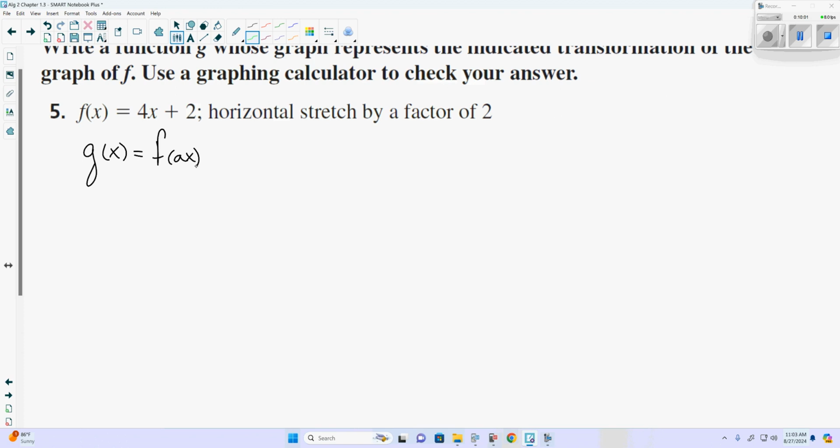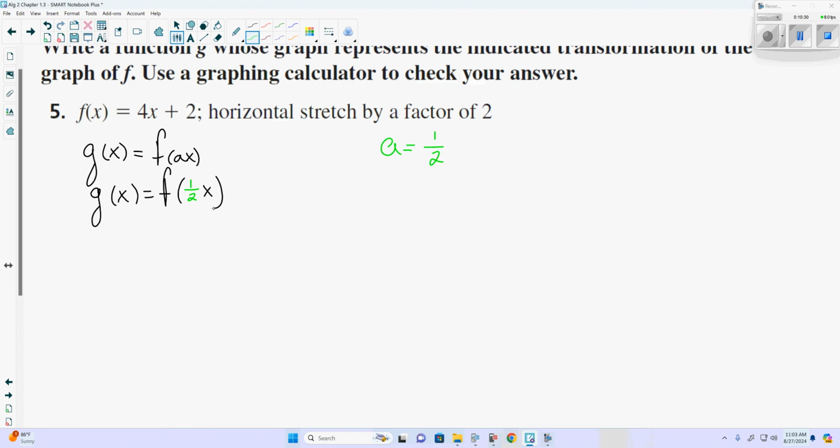But here, horizontal stretch by a factor of 2. So yes, we do have to flip it. So if we flip 2, it becomes 1/2. So again, this one's not on the note sheet. I added it back and didn't get it in the note sheet.